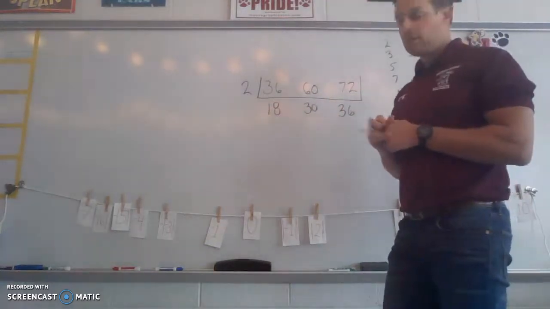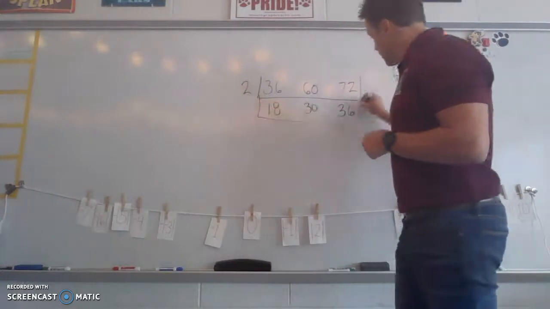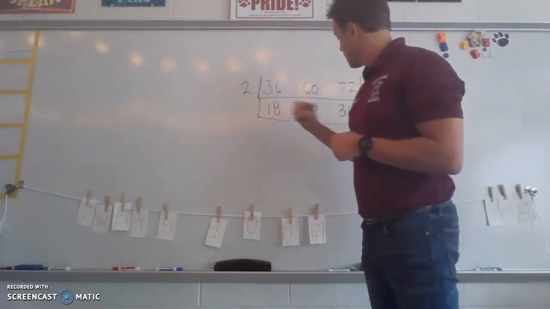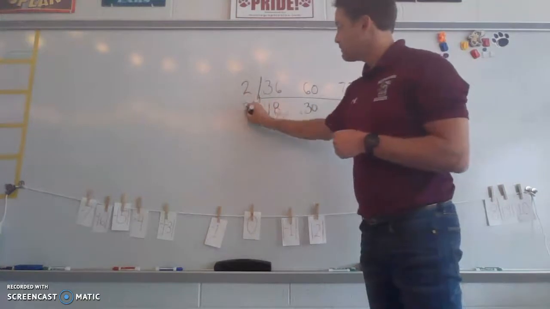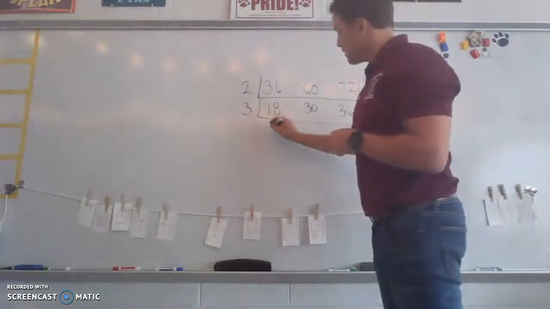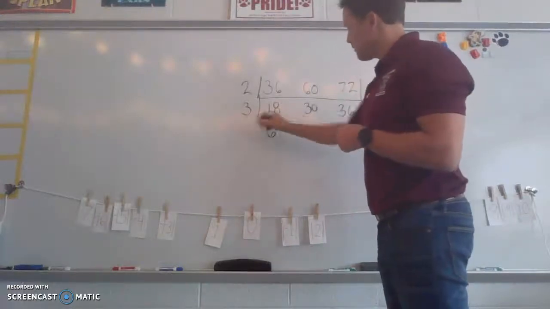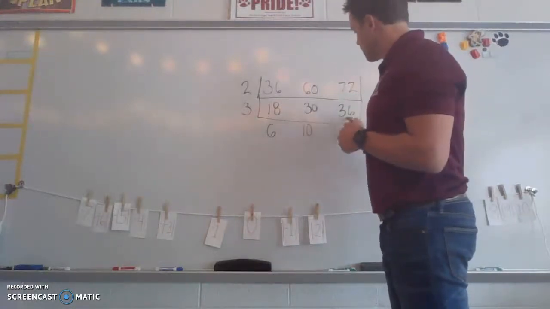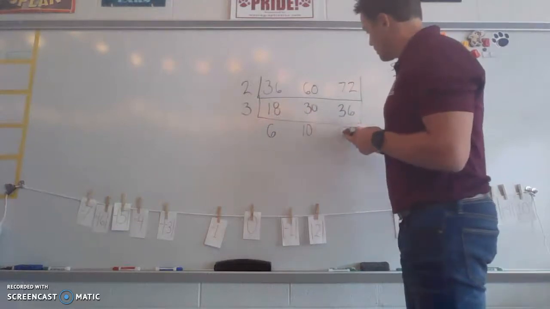All right? They're all even numbers, so this time I actually think I'll divide by 3. I could do 2 if I wanted, but I'm going to do 3. So 18 divided by 3 is 6. 30 divided by 3 is 10. And 36 divided by 3 is 12.